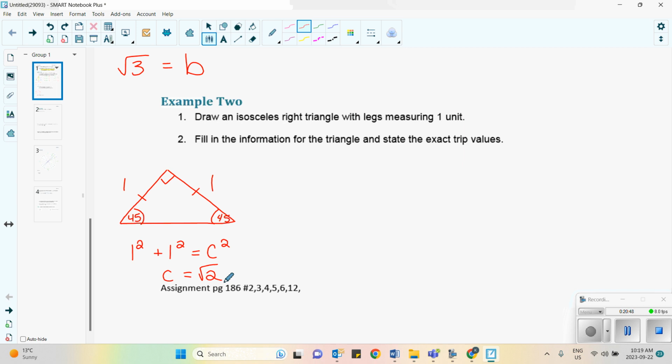Can you guys do the trig ratios on that one? You can do all of them. We can do 1 set. You're only going to do 1 set, yes, because these 2 angles are the exact same, right? So we wouldn't write it twice.